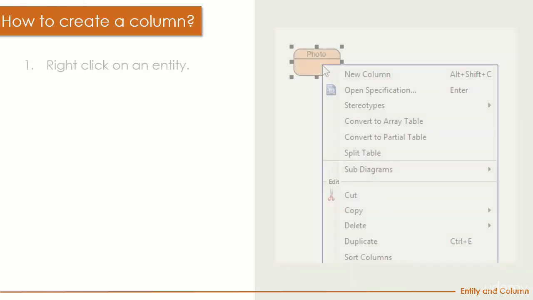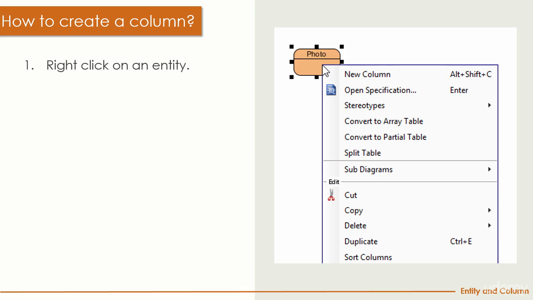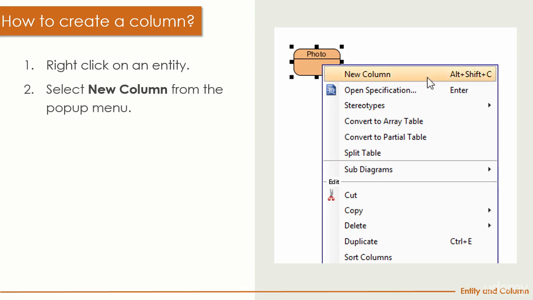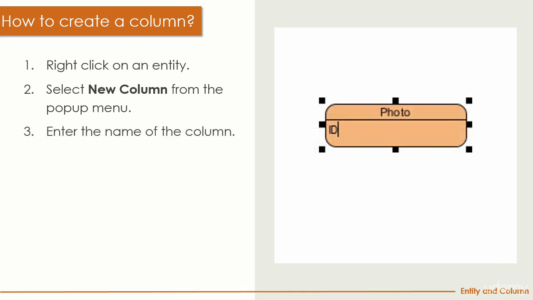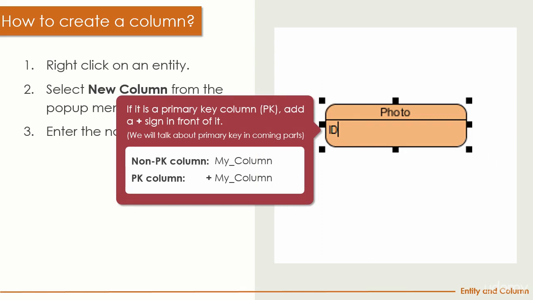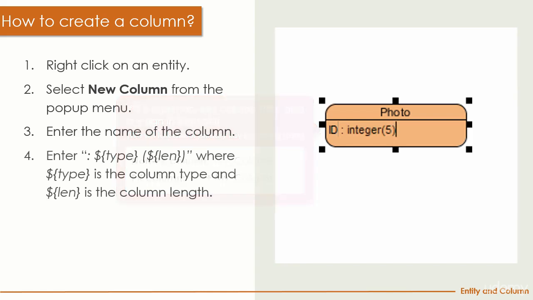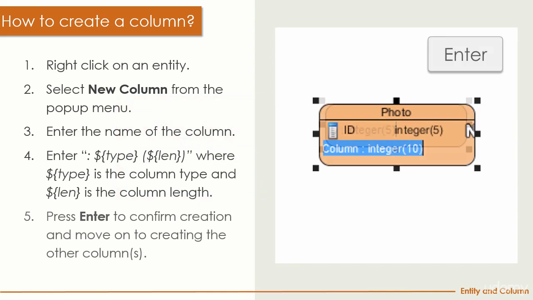And then we move on to talk about creating a column. To create a column, you just right-click on the entity and select New Column, and then you can create a new column. Or you use the shortcut key Alt+Shift together with C, and then you can enter the name and type you want, and also the modifier. If you want to define it as a primary key, you can put a plus at the beginning, and then give the type and then the length, etc., and hit enter to create. Let's take a look.